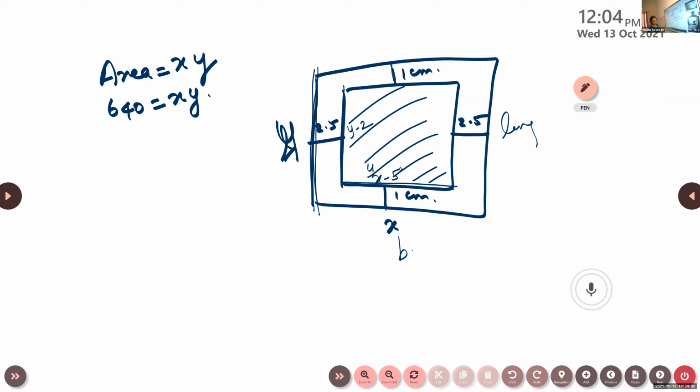Now, what is the relation between X and Y? X is the length and Y is the breadth, it is given. So what is the area? Area is given as 640. So what is the relation between X and Y? Karthik. Roman numeral 2, what will be the answer? XY is equal to 640. Yes, correct. XY is equal to 640.